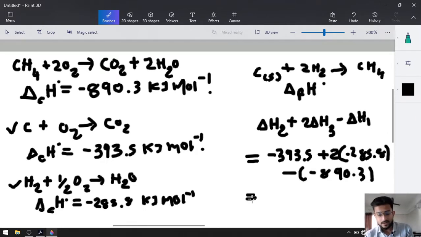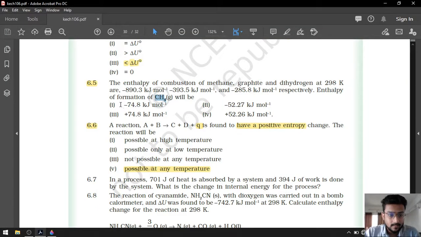Now 393.5, that is negative, and again 285.8, again 285.8 because it is multiplied by 2, and minus minus plus 890.3. It gives the answer minus 74.8, and that will be your answer. Look at this, minus 74.8 kilojoule per mole.